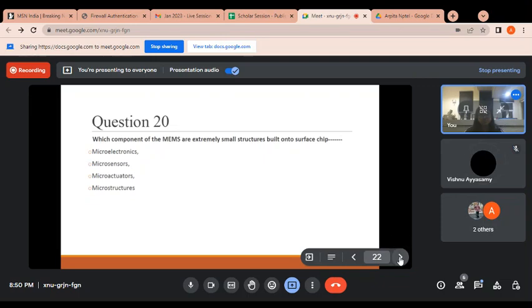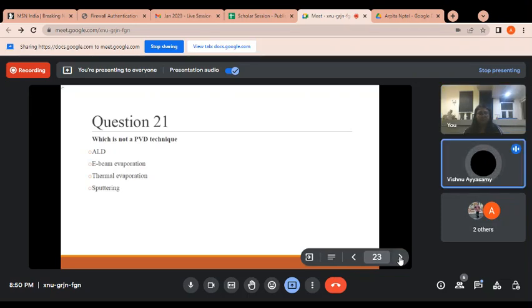Yes, ma'am. Next we are moving towards question number 21: which is not a PVD technique? So what is the full form of PVD? Physical vapor deposition. Yes. So which is not a PVD technique? ALD, atomic layer deposition, E-beam evaporation, thermal evaporation, and sputtering. Option A, ma'am. Yes, ALD is not a PVD. Shankar? What is the right answer?